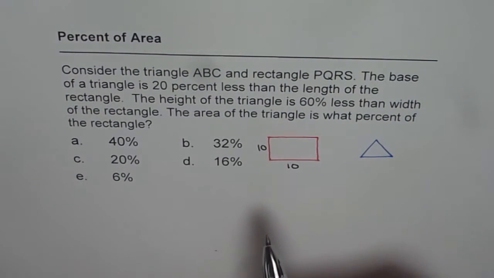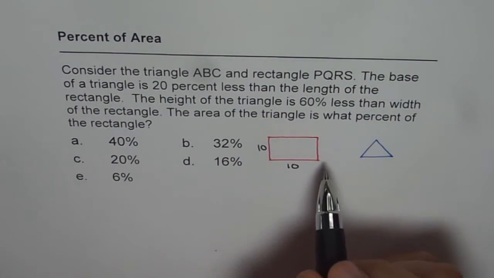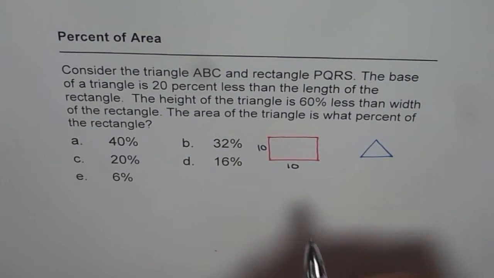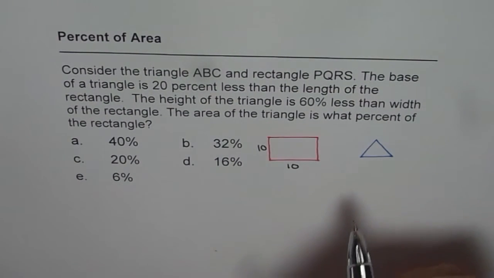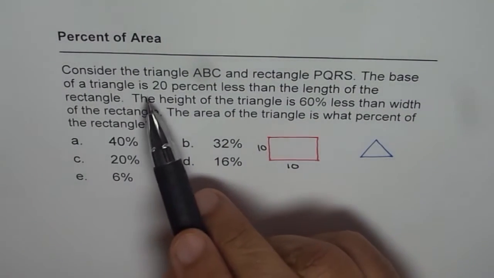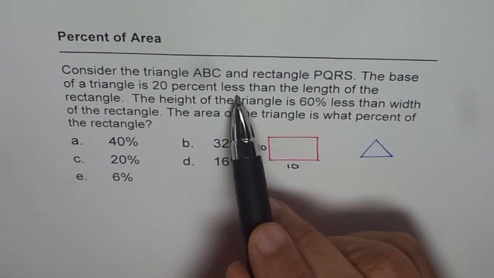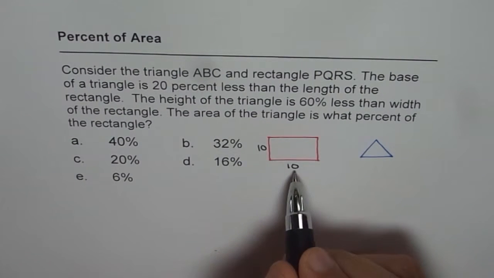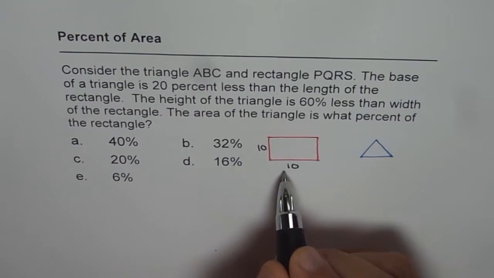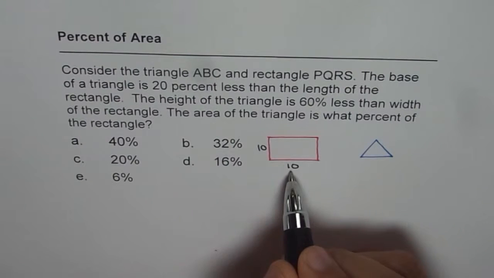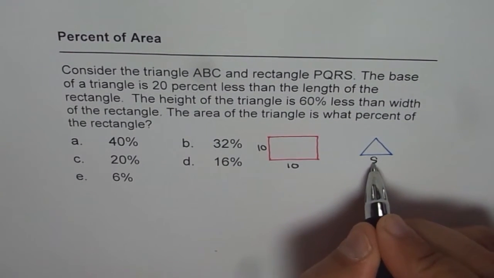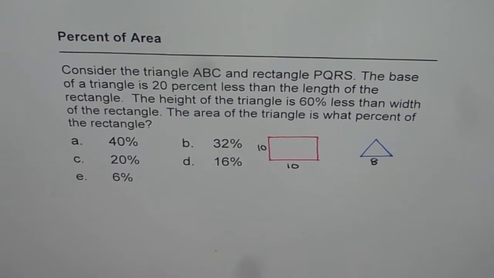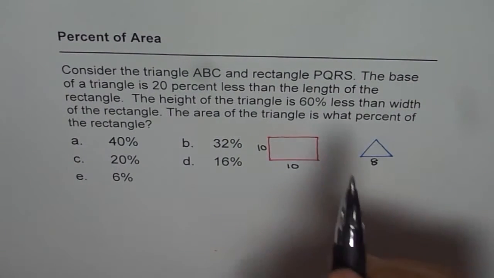Let's read the question once again. So that is our rectangle PQRS, okay, and this is the triangle ABC. Base of the triangle is 20% less than length. So this is the length. 20% less will be 20% of 10 is 2. So less by 20% means this will be 8, correct? So the base is going to be 8.